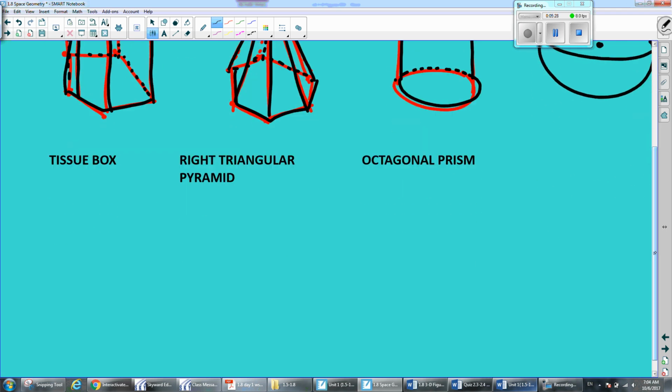For a tissue box, this would just be your cube again. Some of you like to draw two squares and just connect them that way. Oh, they should be red. Then you can figure out what should be solid, what should be dashed.